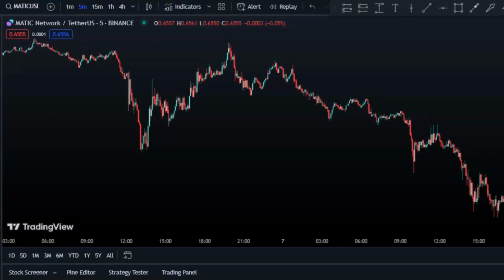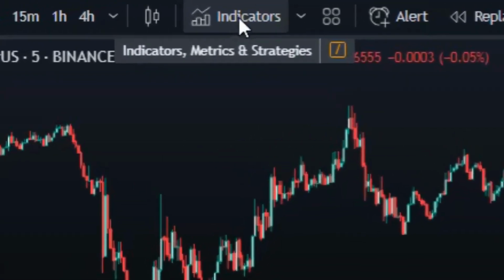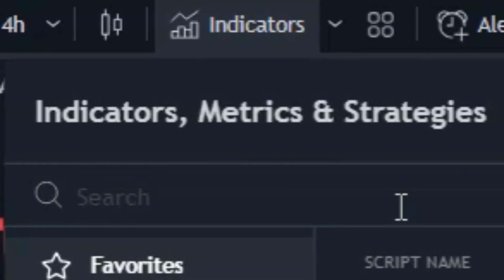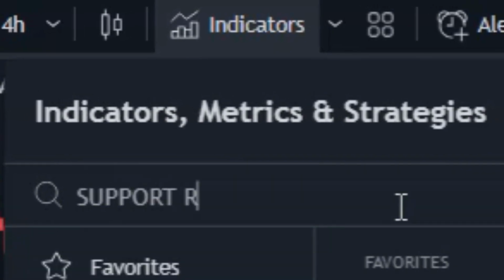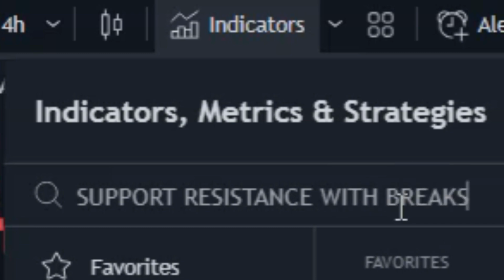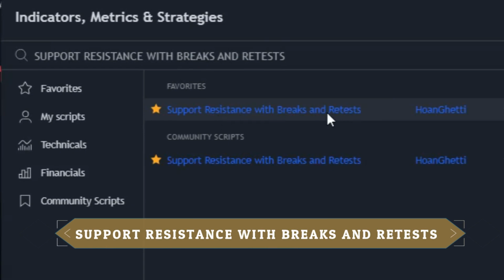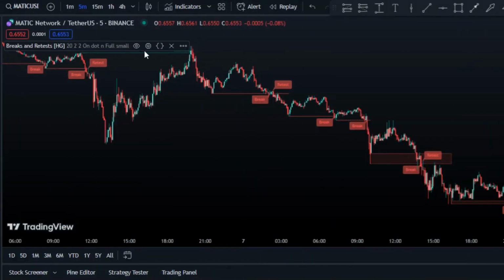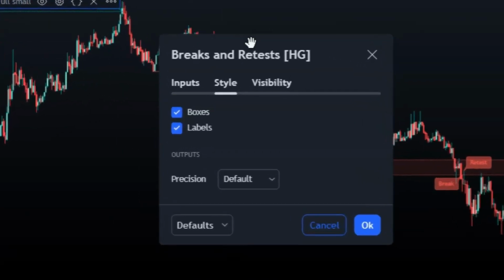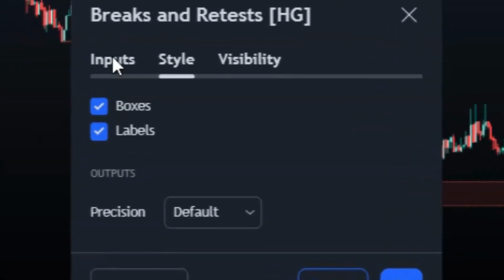Alright, first we've got to add the support resistance indicator with breaks and retests to the TradingView chart. This will be the core indicator for this trading strategy. After adding the indicator and opening the indicator settings, we really gotta change the lookback length to 45.